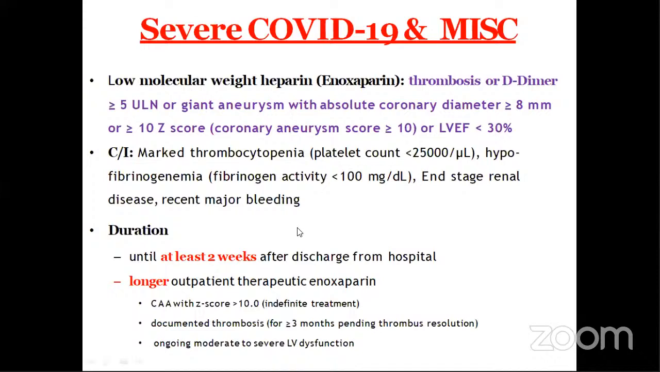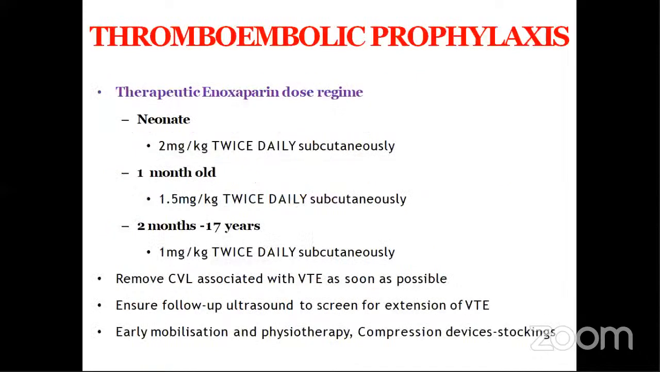Once started, the duration is at least 2 weeks after discharge from hospital, or a longer outpatient therapeutic enoxaparin can be used if the patient is having a coronary aneurysm with Z score of more than 10, or is having a documented thrombosis, even then we are going to give for more than 3 months pending thrombus resolution, or if the patient is having ongoing moderate to severe LV dysfunction, we have to continue.